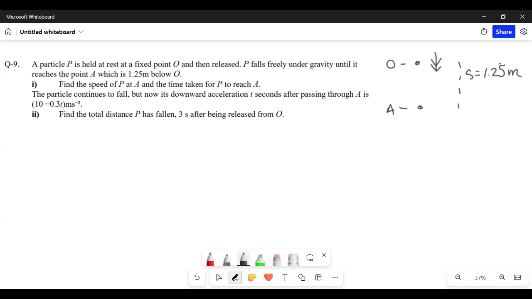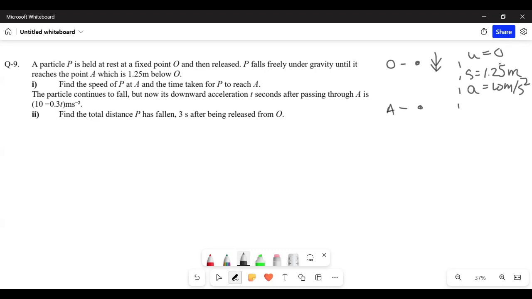And it was released from rest, so U is equal to 0. And it falls freely under gravity. That means its gravitational acceleration is, it's falling down, so plus 10 meters per second square. Okay.